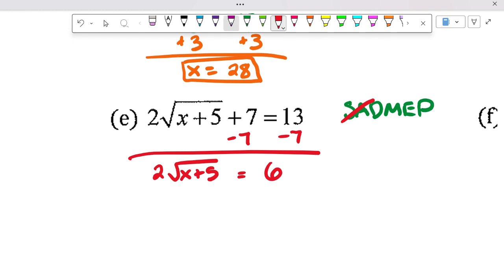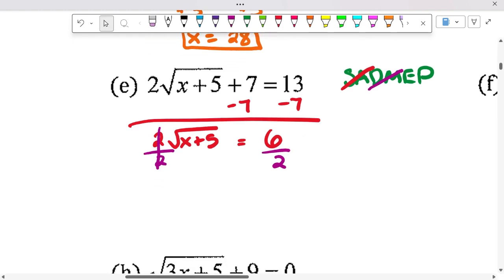What's the next part of SADMEP that I got to take care of? I got to take care of the multiplication. Do I have any? Yeah, what is it? The 2. How do I take care of it? It's multiplication, so to get rid of it, I got to do what? What's the opposite of multiplication? Division. So we divide by 2. Guys, you're overthinking it. So it's the square root of x plus 5 is equal to 3.